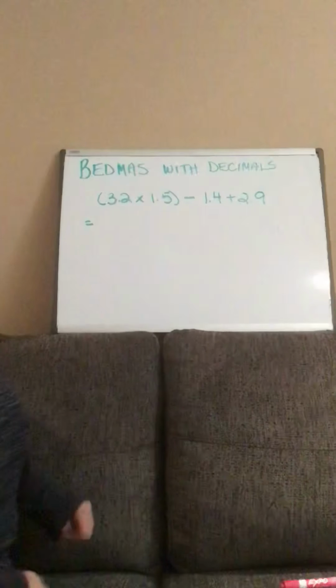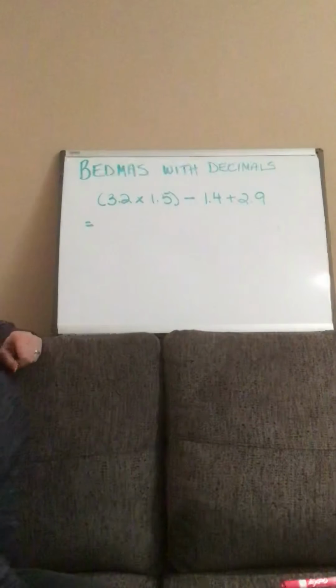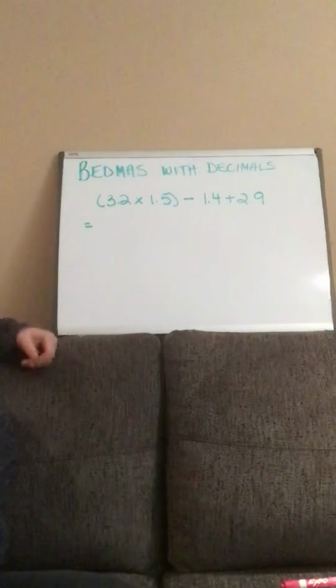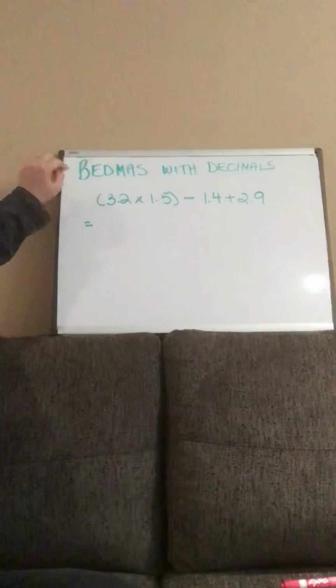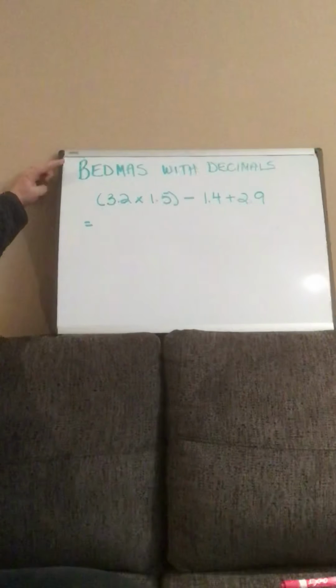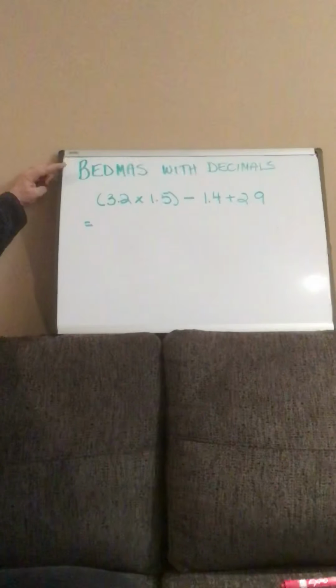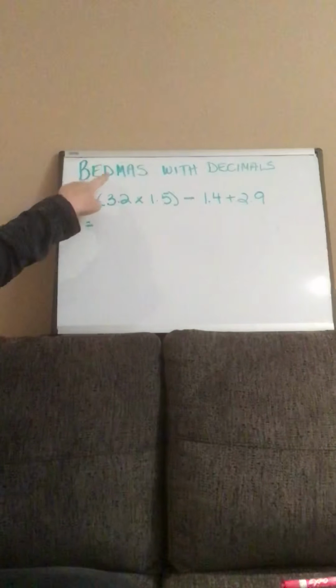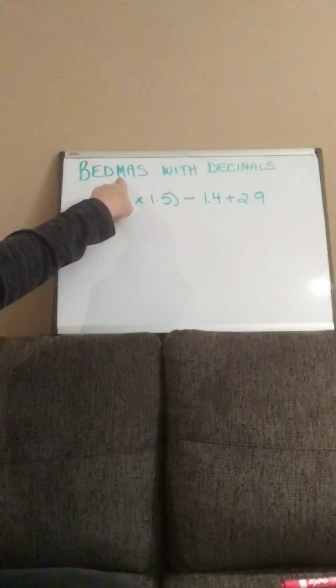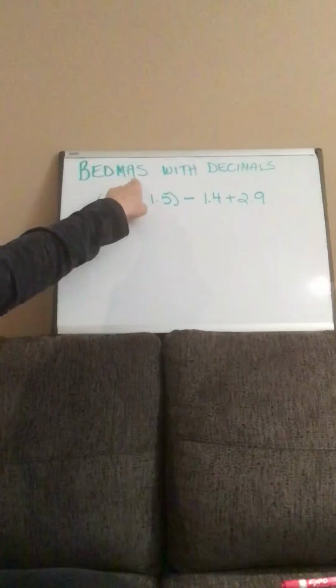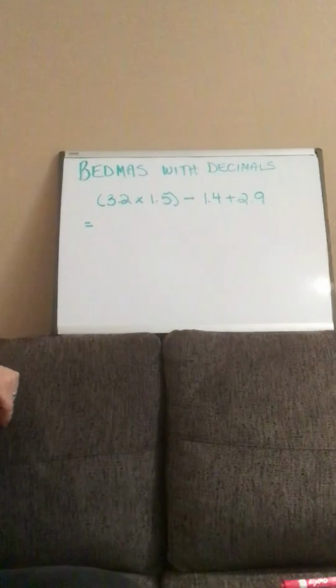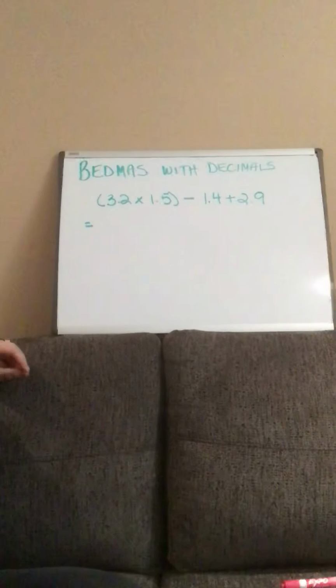Good morning, everybody. Today we're going to look at BEDMAS with decimals. Again, BEDMAS, order of operations. BEDMAS stands for brackets. Sometimes we see it as a P for parentheses. E is exponents. D is division and multiplication, whatever comes first. A and S are addition and subtraction, whichever comes first.